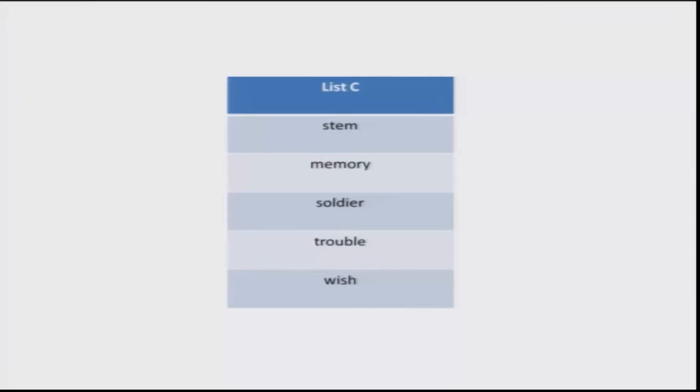Now again, I will read out a few words from list C and list D, and you will be asked to recall list C. Right. The words are stem, memory, soldier, trouble, wish. That was list C. Now list D: CEF, DAX, YOV, VUX, WUB.